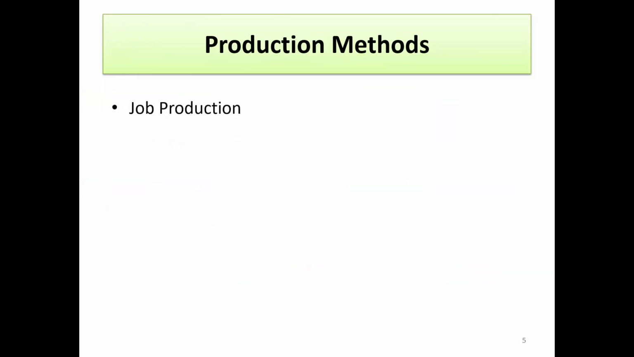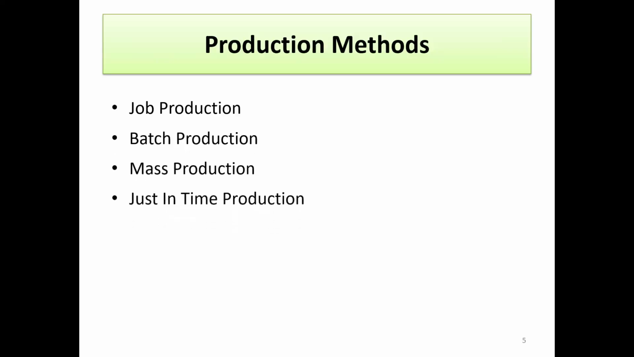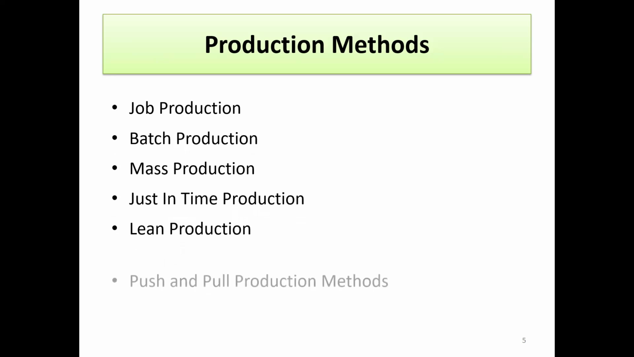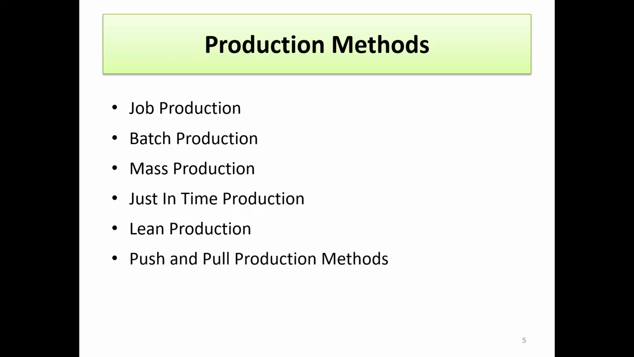Okay, as I said, these are some of the production methods available in your course manual. I invite you to read it from the manual: job production, batch production, mass production, just-in-time production, lean production, push and pull production methods. Basic six production methods given in your course manual, right?